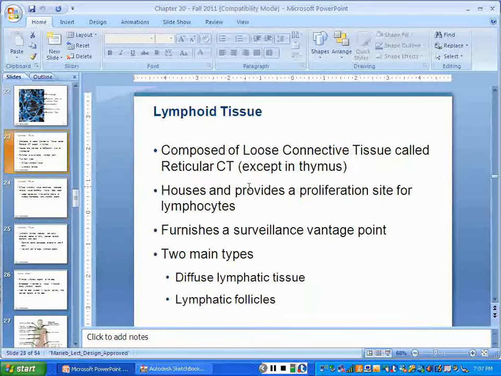Oh yeah, our only exception, the thymus is the only lymphatic organ that's not made of reticular connective tissue. The thymus is different. We'll talk about it in a little bit.